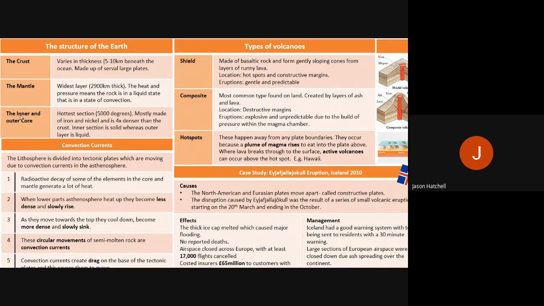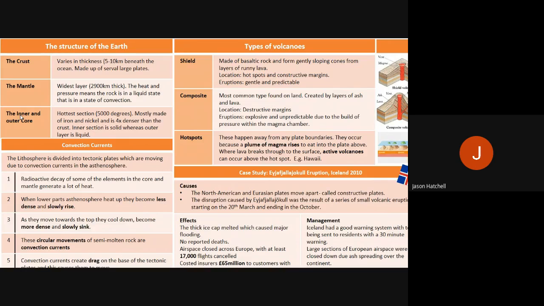Now, as you transition out of the inner core to the outer core, which is just outside of the inner core, what you find is that that solid nickel and iron melts. So it becomes a liquid layer. And again, it's slightly less hot, so it's less than 5,000 degrees.